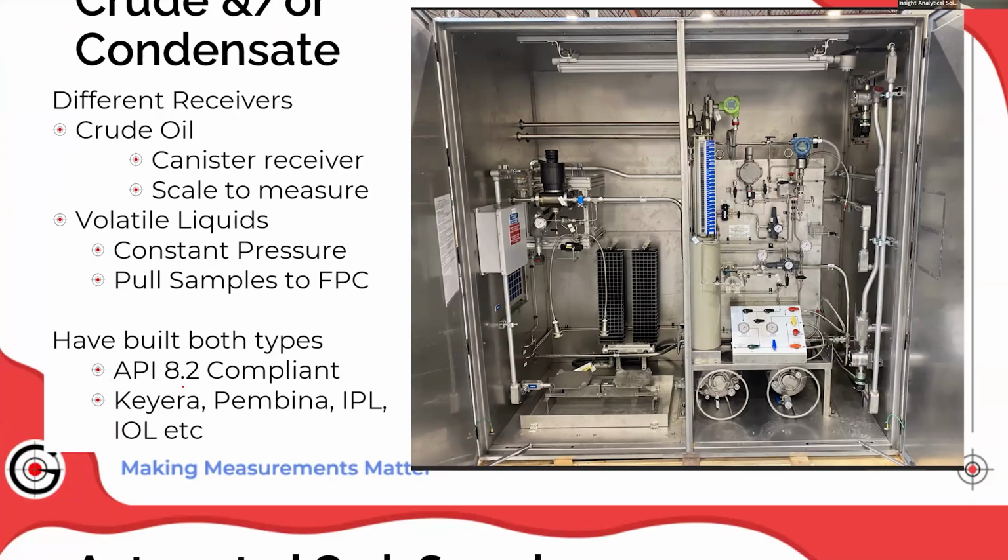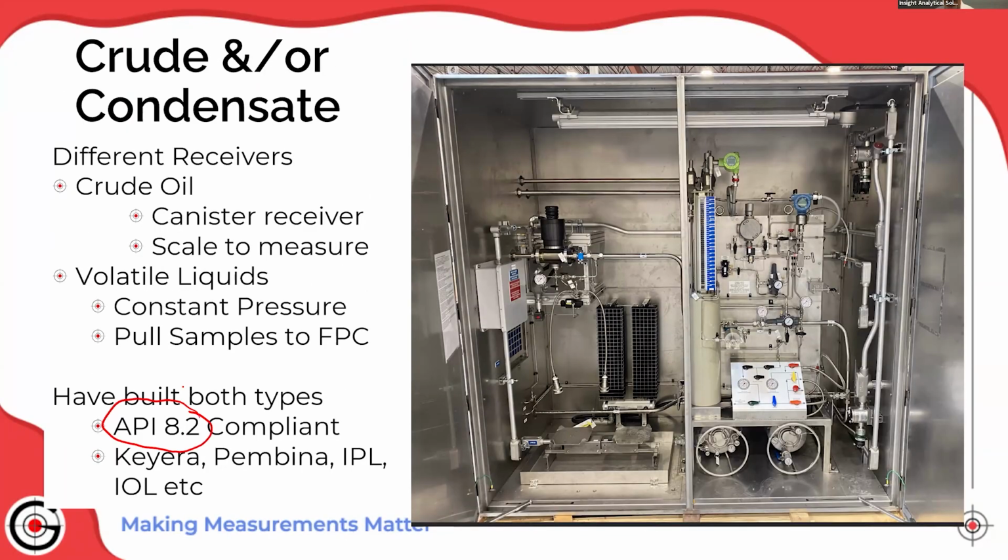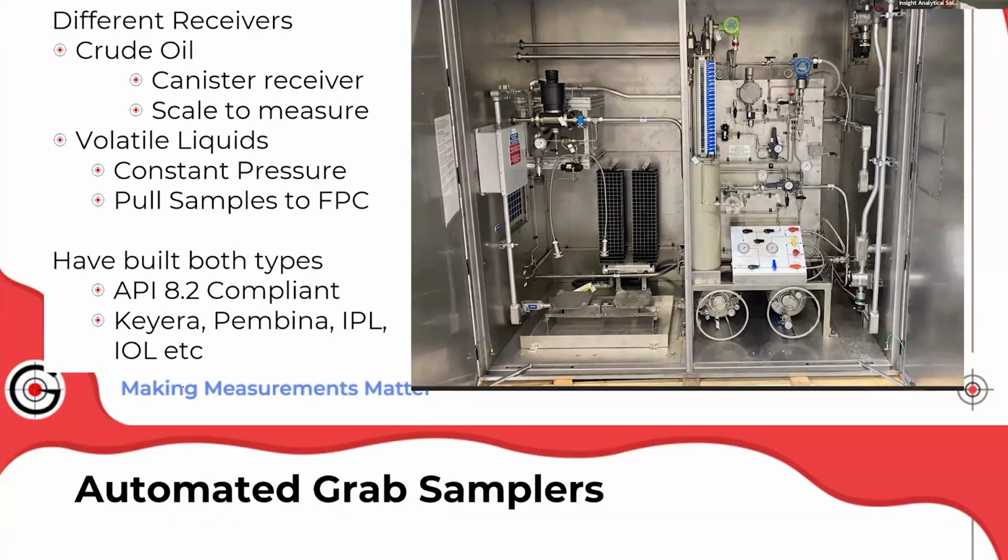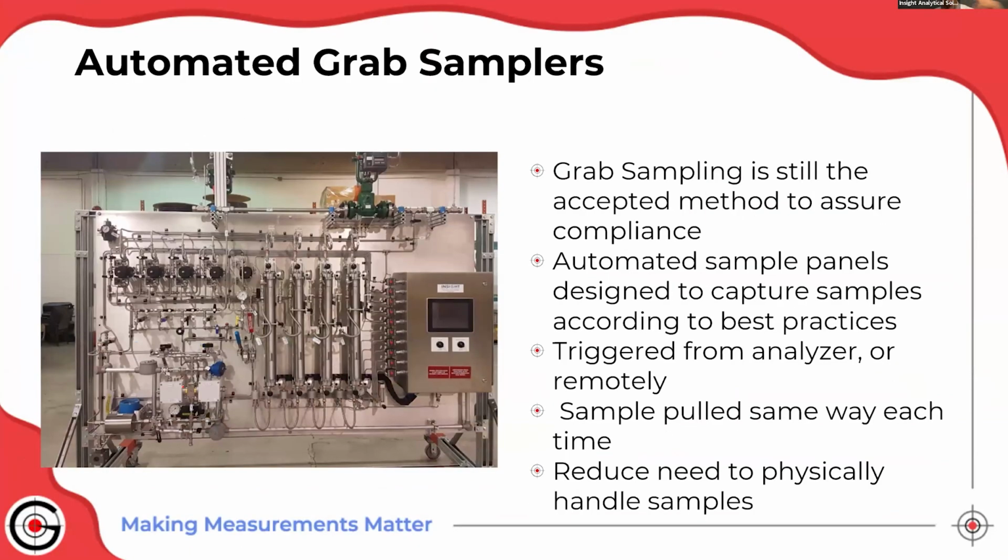Composite samples are a time-weighted or a flow-weighted sample over a long period of time. Sometimes people want to take spot samples or grab samples. So grab sampling is often a method that is used to demonstrate compliance. So got Dale on the line here.